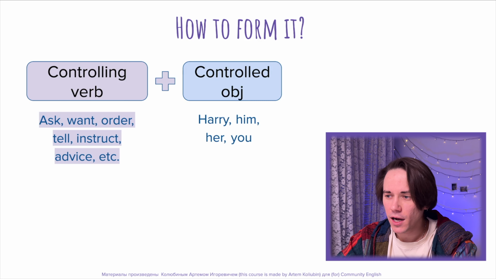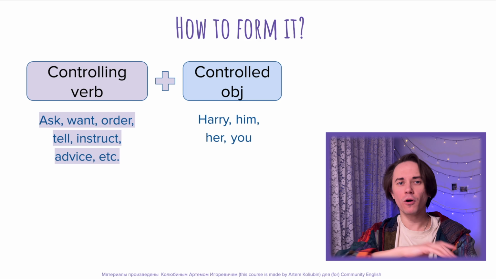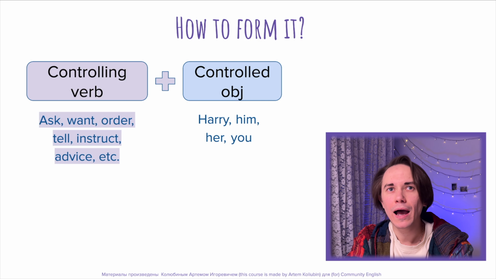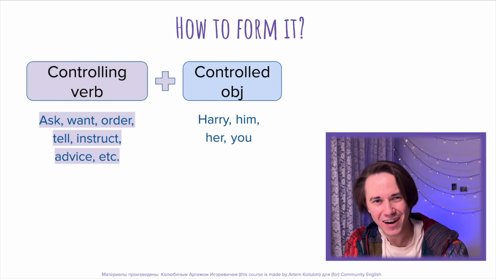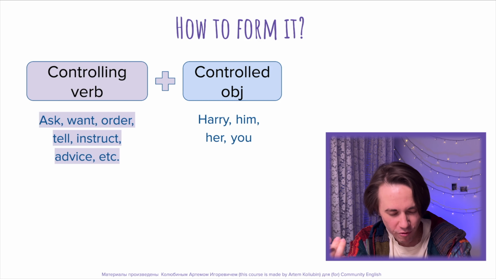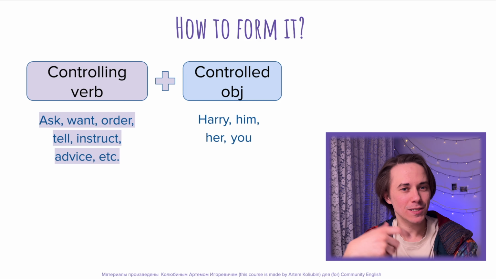So then we have the controlled object. It can be Harry or you, but be careful. If it's, for example, he, you don't say I ask he, right? We have a special form, the accusative form. I ask him. I asked her.